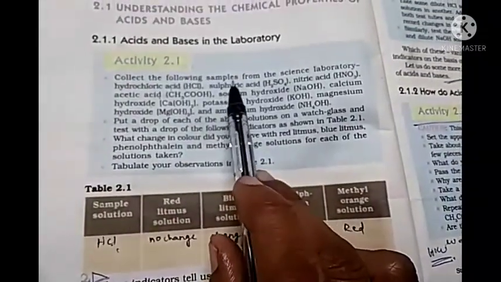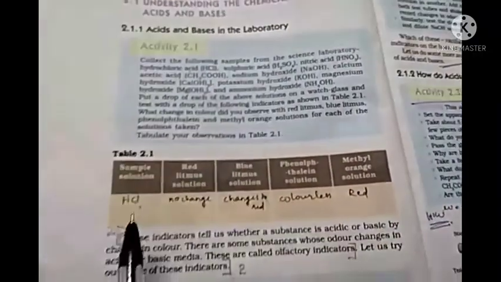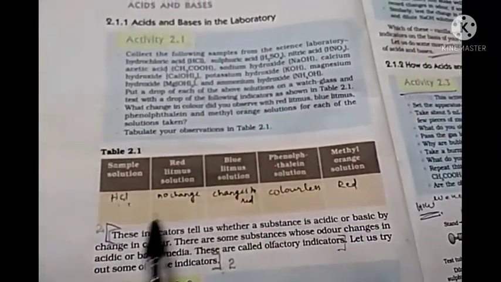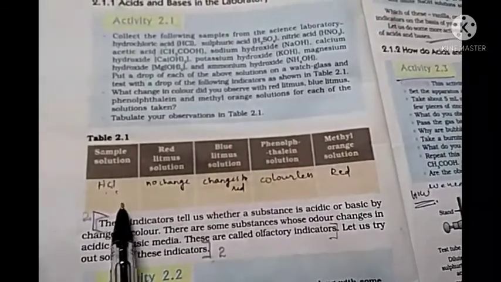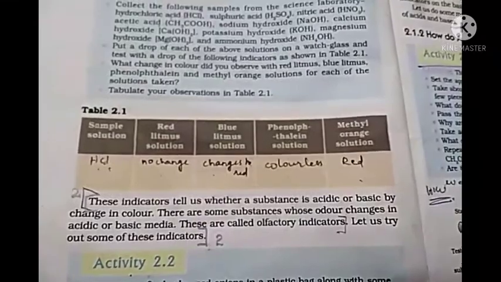these different sample names you have to write: sulfuric acid, nitric acid, acetic acid, sodium hydroxide. All these names you have to write in this column, and what is the effect of these solutions on these 4 indicators, that you have to write, and this work you have to do in the notebook. Okay.